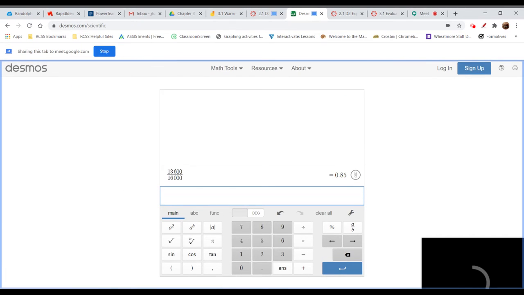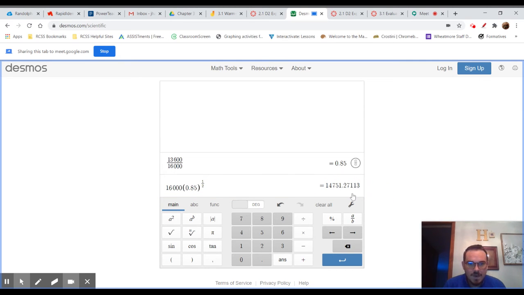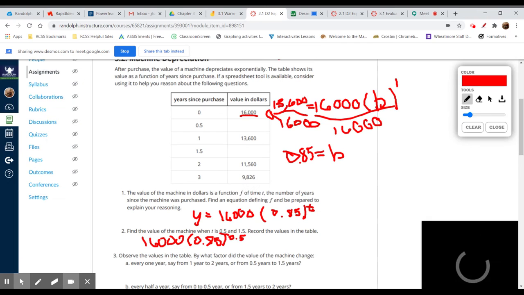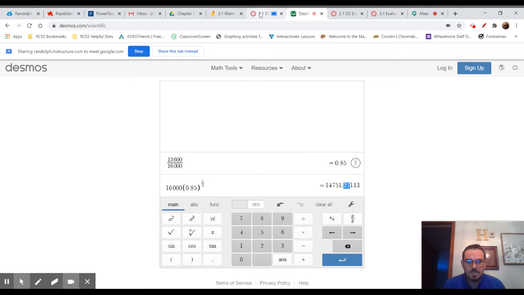I'm going to share this tab and type that function in, because we have a great calculator that will do everything for you except the conceptual part. I'm going to raise this to the power 0.5, which is the same as 1/2. Now that is our new value. Let's round that to the nearest tenth because we're talking money. So we'll say 14,751. That should make sense because that's more than 13,600. Let me double check my work here because there's a bunch of numbers.